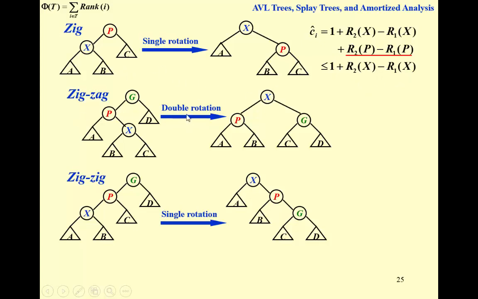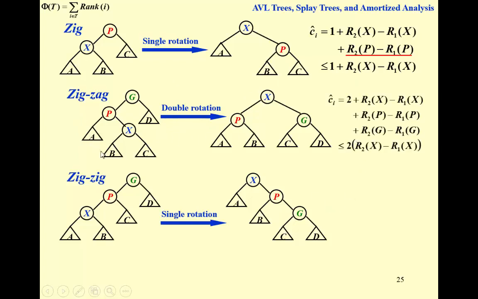For the zigzag case, it's more complicated. And again, for those subtrees, their ranks are not changed, and therefore they will be cancelled out. So we only concentrate on the ranks of these three nodes. Okay, and the actual cost is 2 because it's a double rotation. It takes 2 steps to complete the rotation.